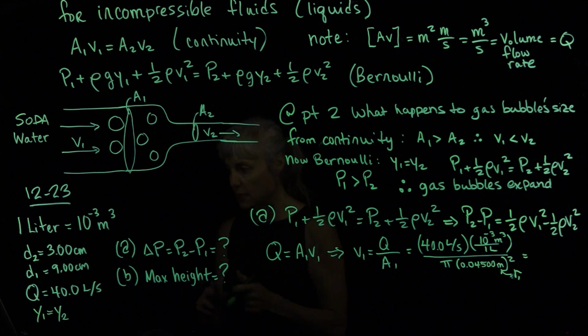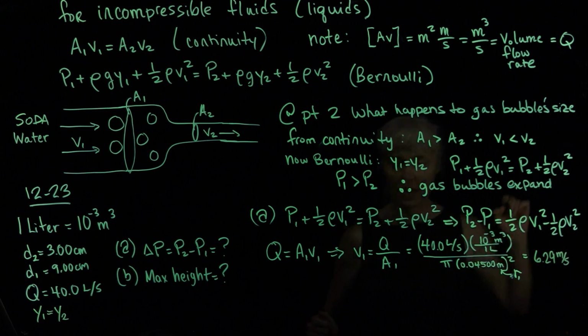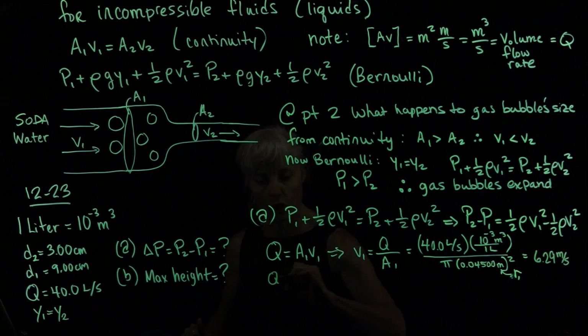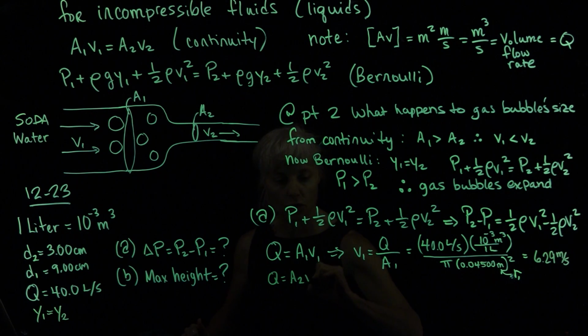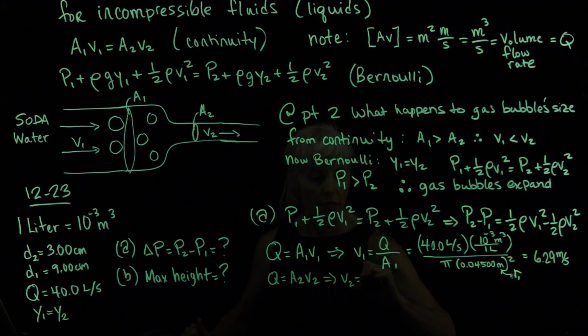Okay, so we get 6.29 meters per second. And now we're going to do the same thing for V2. So Q is equal to A2 V2. So I can solve for V2 as Q divided by A2.